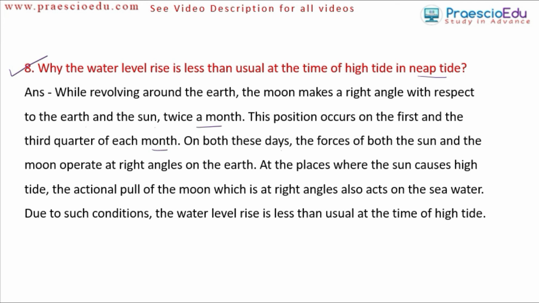On both these days, the forces of both the sun and the moon operate at right angles on the earth. At the places where the sun causes high tide, the attractive pull of the moon, which is at right angles, also acts on the sea water. Due to such conditions, the water level rise is less than usual at the time of high tide.